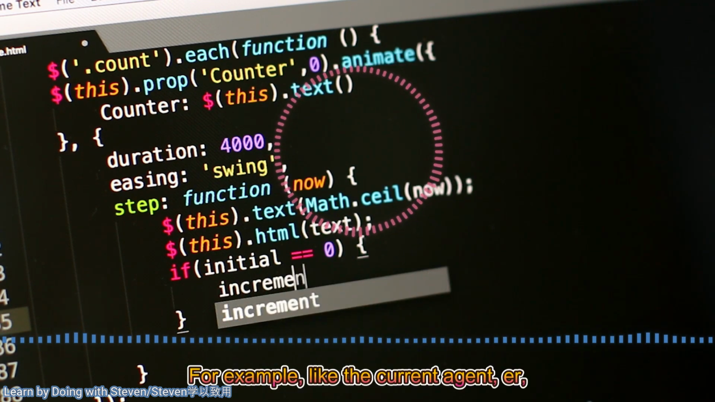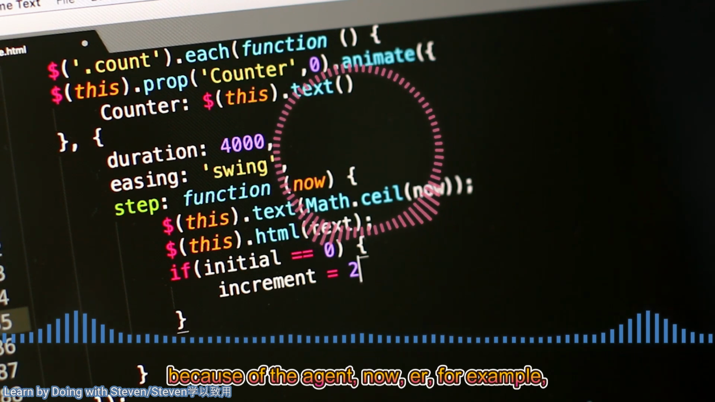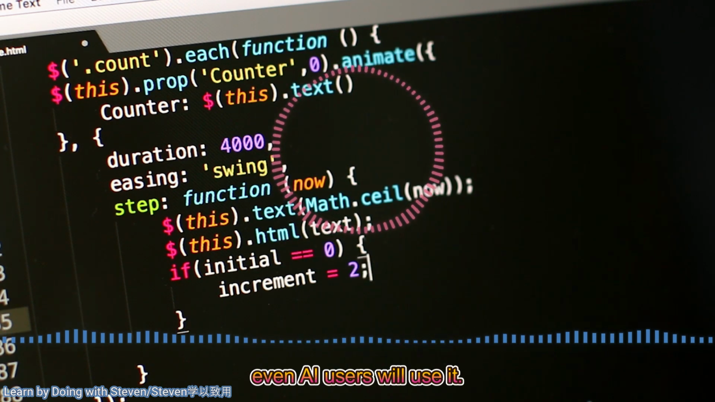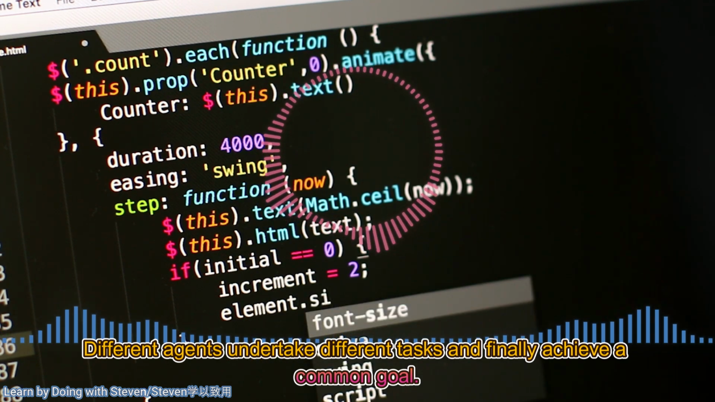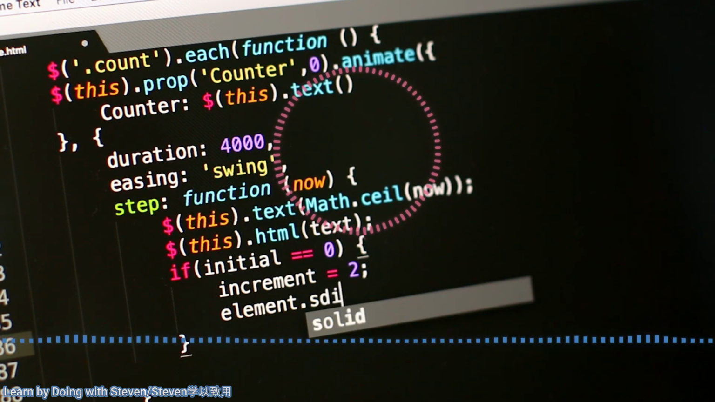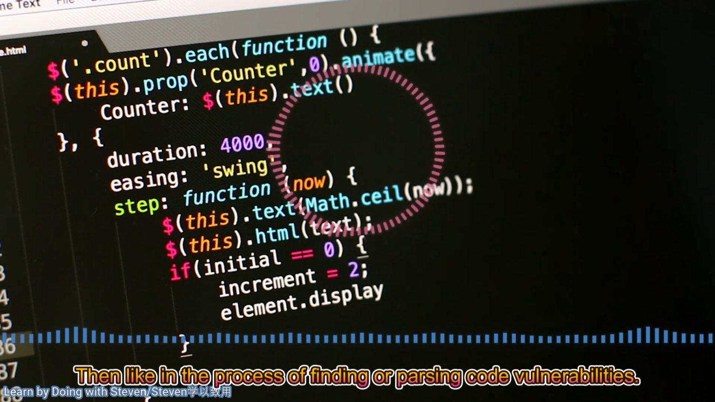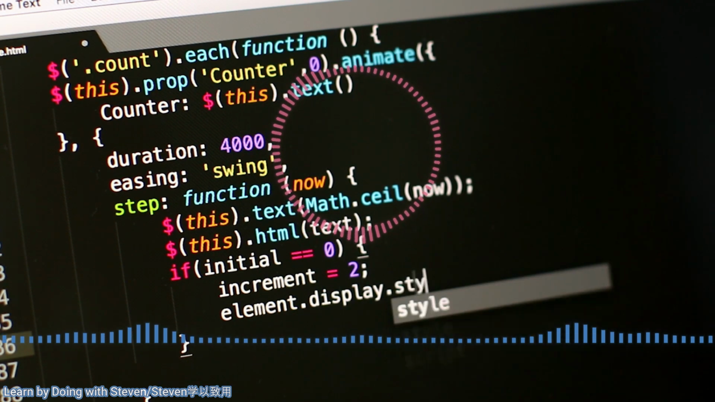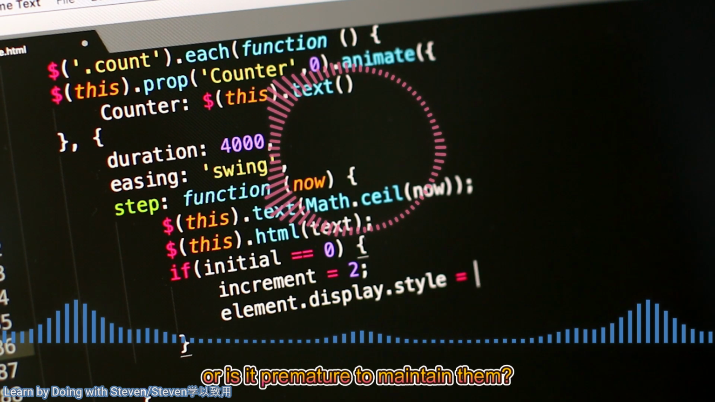For example, like the current agent, different agents undertake different tasks and finally achieve a common goal. Then, in the process of finding or patching code vulnerabilities, do you think agents will have a significant role, or is it premature?